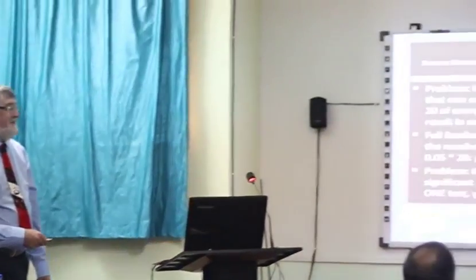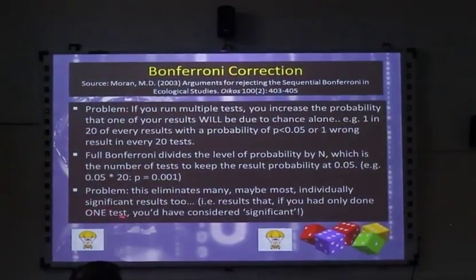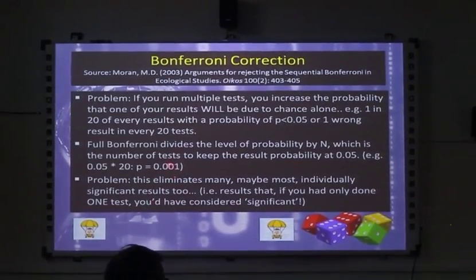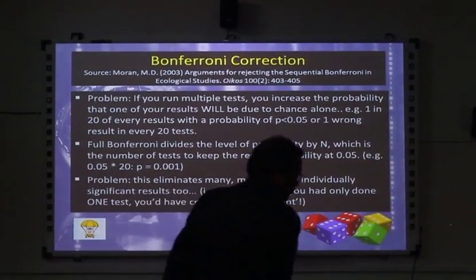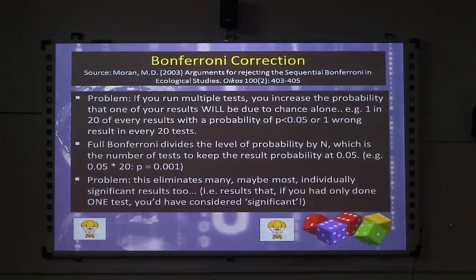So technically, if you're running 20 tests, you divide 0.05 by 20 and end up with 0.0025. The problem is, this can eliminate a lot of data that you consider individually significant. I've had those situations where you've only got one test result that you have considered significant, and it's above that. There's all sorts of literature on this, but the idea is that you take your threshold for recognizing significance as low as you can do it without it being too painful.